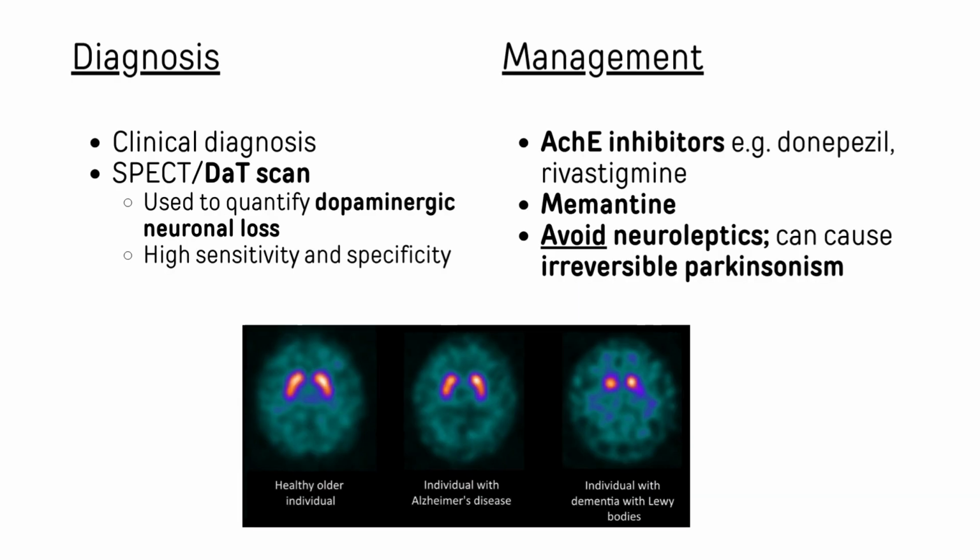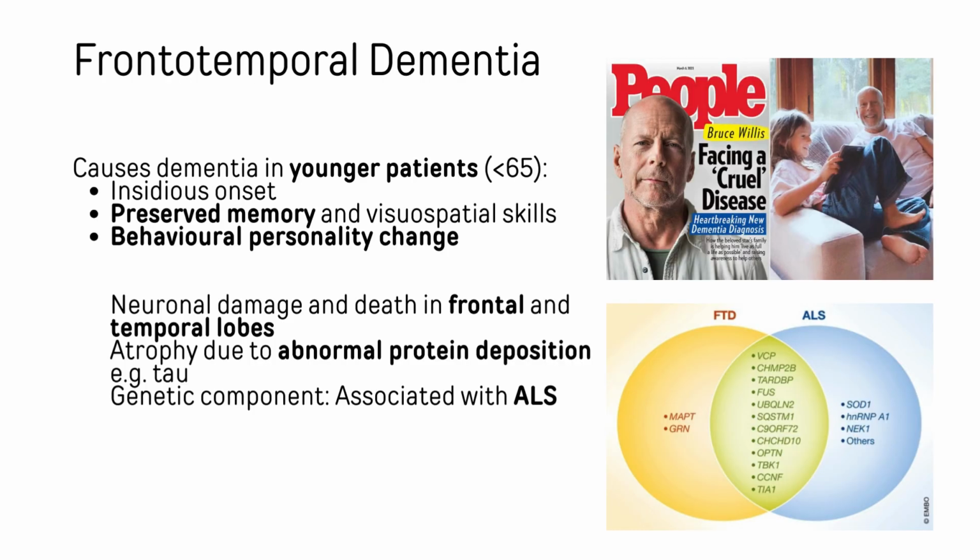Now, in terms of the diagnosis, we can use a series of bedside tests, bloods, and imaging. The main imaging here is the SPECT, or the DAT scan, and that helps us to quantify the dopaminergic neural loss. And in terms of management, we can use acetylcholinesterase inhibitors, so donepezil, rivastigmine, and memantine. It's really important to avoid neuroleptics that can cause irreversible Parkinsonism. So again, very similar management to Alzheimer's.